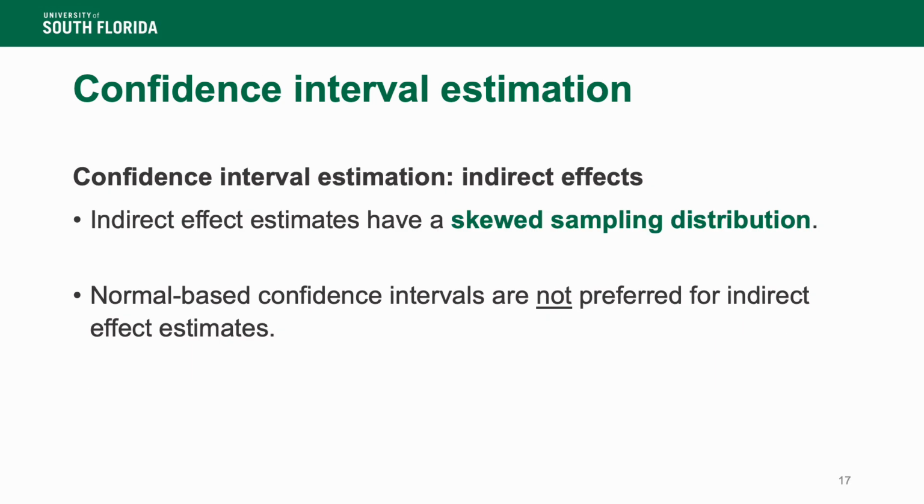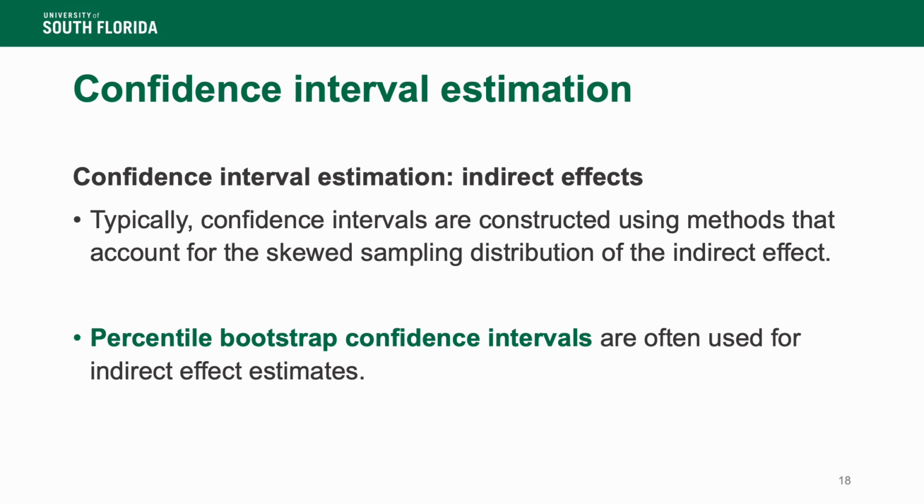When it comes to the estimation of confidence intervals for indirect effects, we have a problem. This assumption that the effect estimate has a normal sampling distribution doesn't always hold for indirect effects. Simulation studies have shown that indirect effect estimates actually have a skewed sampling distribution, especially in smaller samples. Therefore, normal-based confidence intervals are not preferred for indirect effect estimates.